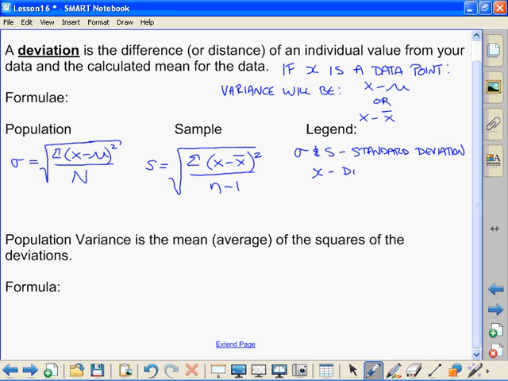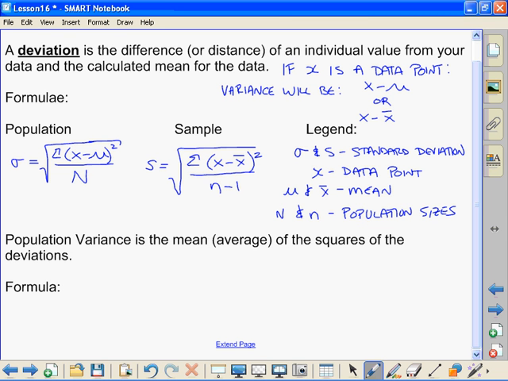x is the data point. Mu and x bar are our means, so we're going to have to calculate the mean in order to do this. Capital N and small n are your population or sample sizes.